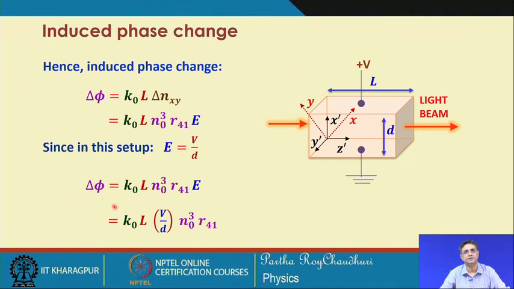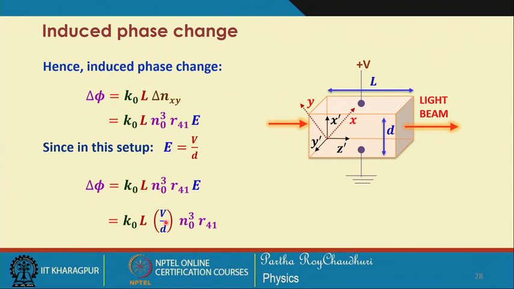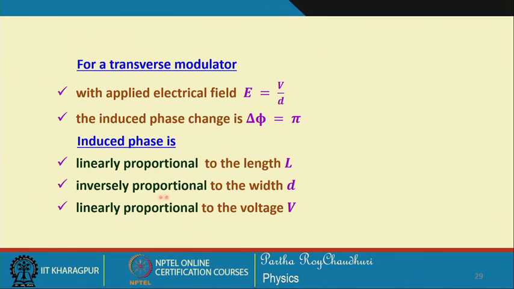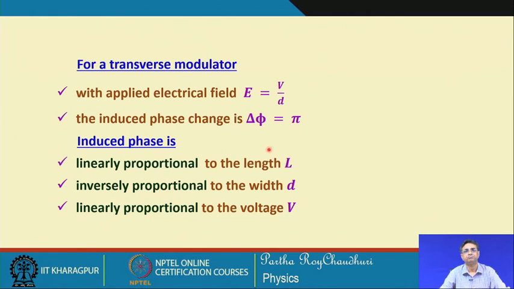So, del phi is now proportional to the length L, but it is inversely proportional to D, and it is also linearly proportional to the voltage. So you have three quantities to control the phase of the modulator. For half voltage, delta phi required is equal to pi.